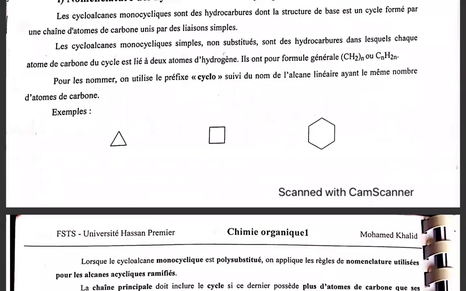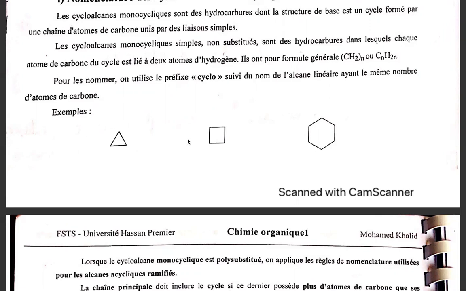So the cyclic nomenclature is the simplest nomenclature ever. What you just do is, if it's a triangle, you say cyclo triangle, and you're done. Cyclo square, you are done. If it's a pentagon, you say cyclo pentagon. So basically, the cyclic type of nomenclature is based on the cyclo prefix. The cycle is what changes everything.